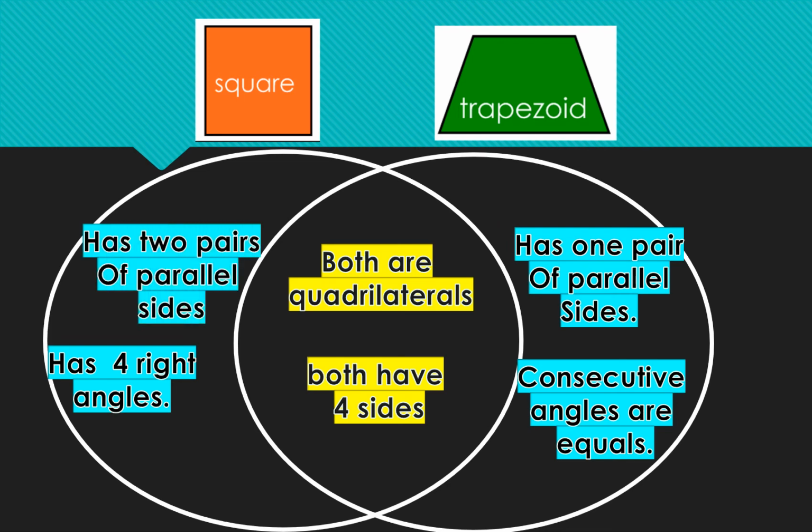Okay. Here, a square has two pairs of parallel sides and four right angles. While a trapezoid has one pair of parallel sides and consecutive angles that are equal. And one thing more: a square has all sides equal.